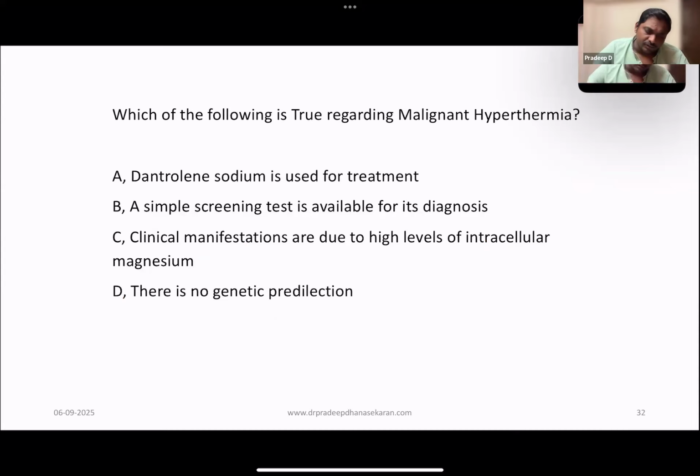So can I answer this question? Which is true regarding malignant hyperthermia? Dantrolene sodium is used for treatment is a true statement. A simple screening test is available for diagnosis is a false statement, or else we could have incorporated it in all our pre-anesthetic schedules. Clinical manifestations are due to high levels of intracellular calcium and not magnesium, which is a false statement. And it has no genetic predilection? It is an autosomal dominant disease, so that is also a false statement.